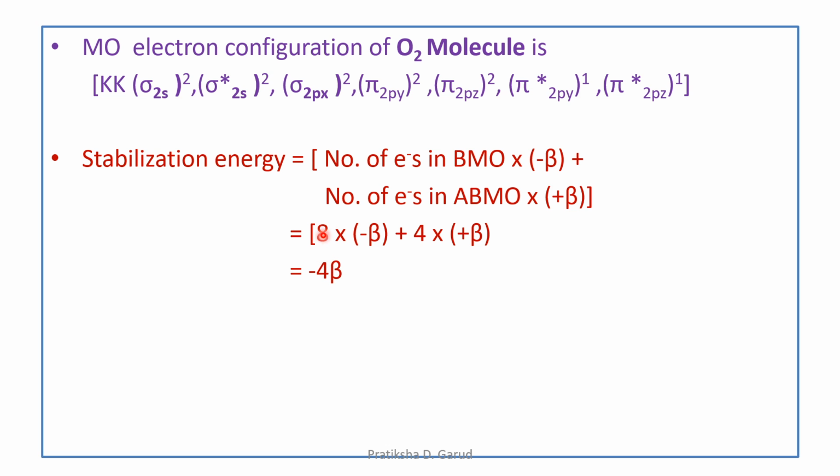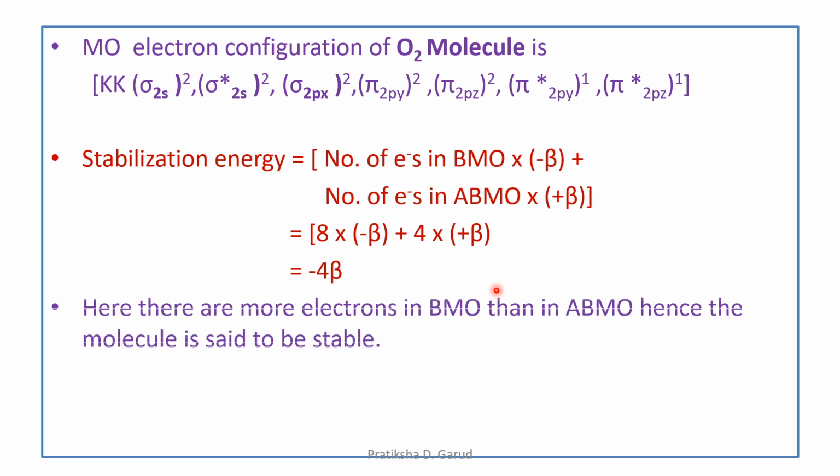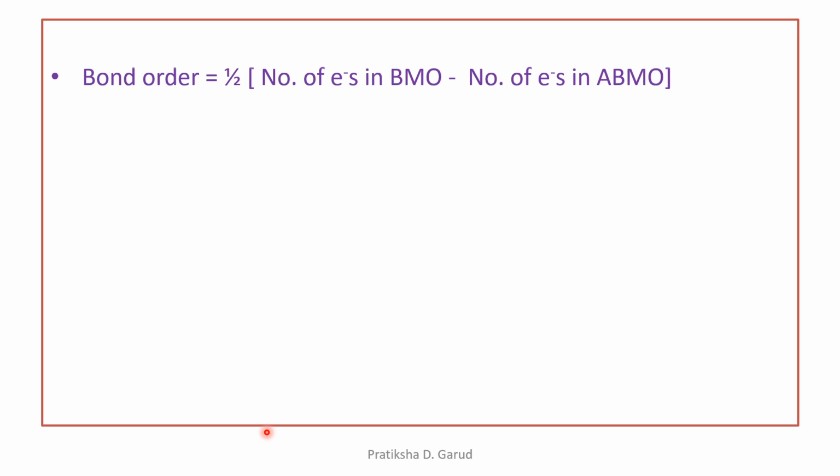Again, there are more electrons in BMO than in ABMO. 8 in BMO and 4 in ABMO. Therefore, this molecule is said to be stable. Then the bond order is equal to 1/2 into number of electrons in BMO minus number of electrons in ABMO, which is equal to 1/2 into 8 minus 4, which is equal to 2. It indicates that there is a double bond between the two oxygen atoms.